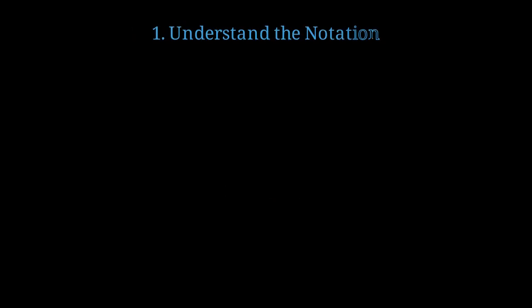Before we start solving the cube, let's understand the notation used to describe the moves. Each face of the cube is assigned a letter: F for front, B for back, U for up, D for down, L for left, and R for right. For example, the letter F refers to the front face of the cube.